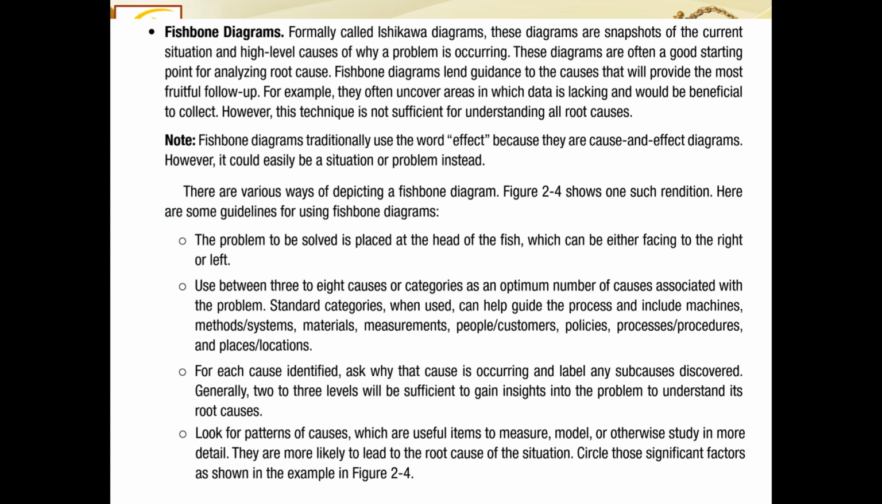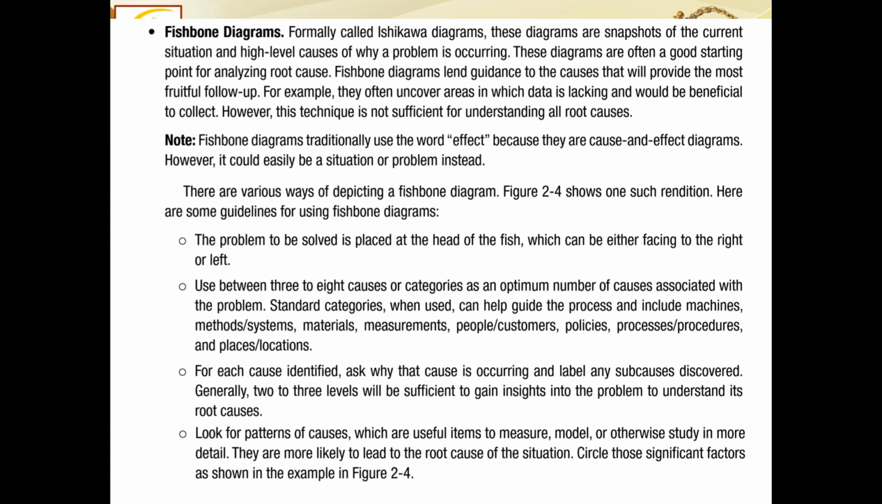Use between 3 to 8 causes or categories, which are the main bones coming out of the skeleton. One is the main root bone, which is attached to the head, and then there can be many other small bones coming out of it, maybe generally 8 to 10. So use between 3 to 8 causes or categories as an optimum number of causes associated with the problem. Standard categories, when used, can help guide the process. These are some standard categories.